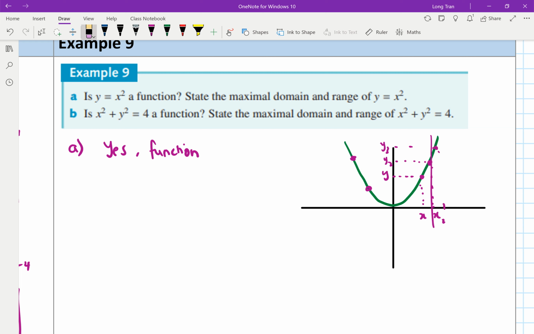Okay. Now, if you look at this graph here, can you see that the graph has infinite x values that it can take? It can go from negative infinity to positive infinity. So we're just looking at domain and range. So its maximal domain clearly is x is an element of any number.